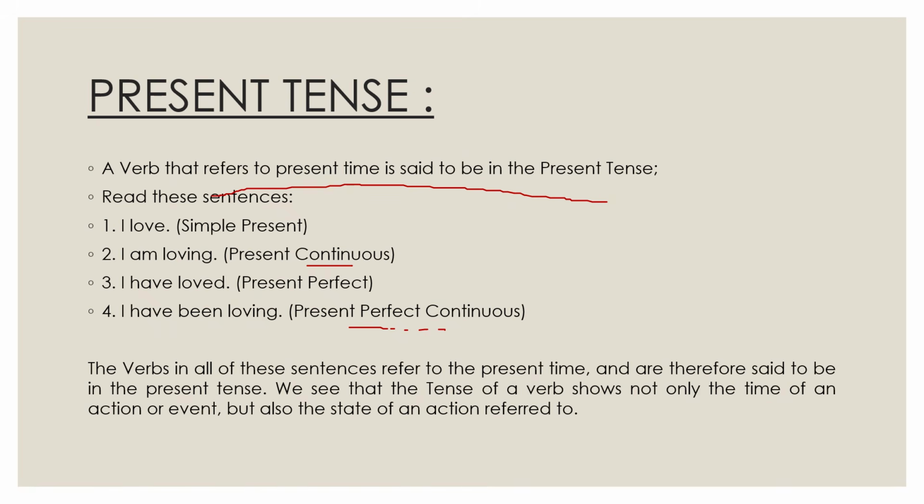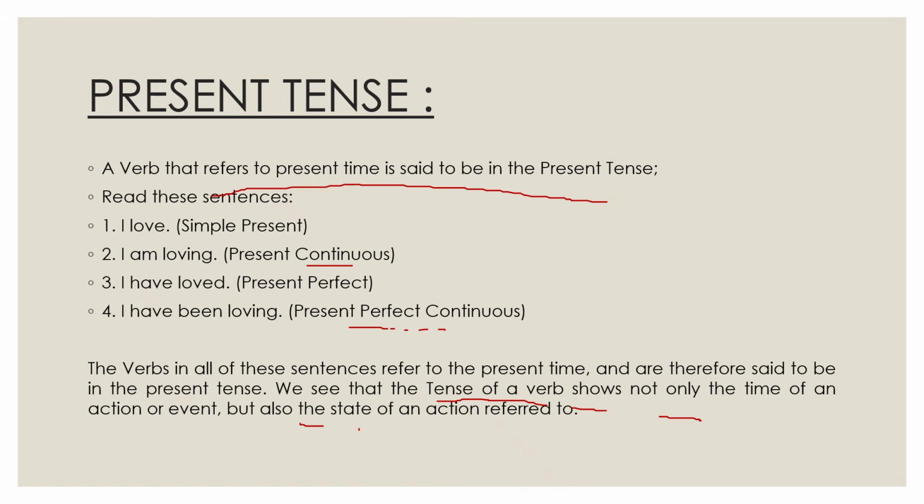Okay, so we see the tense of a verb shows not only the time of an action but also the state of an action referred to. The state of an action meaning whether it is completed or happening or will happen or whatever. The tense shows the state of an action.